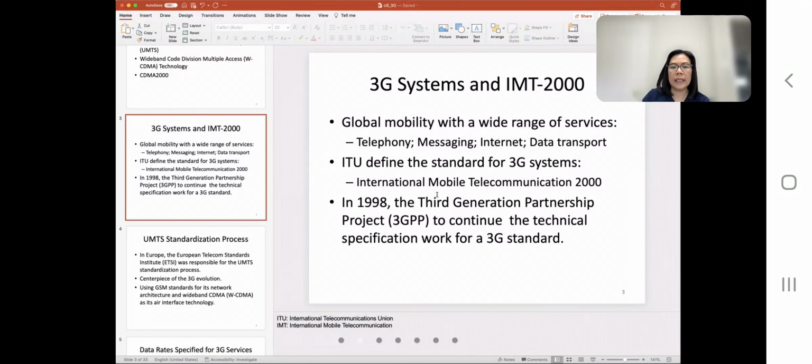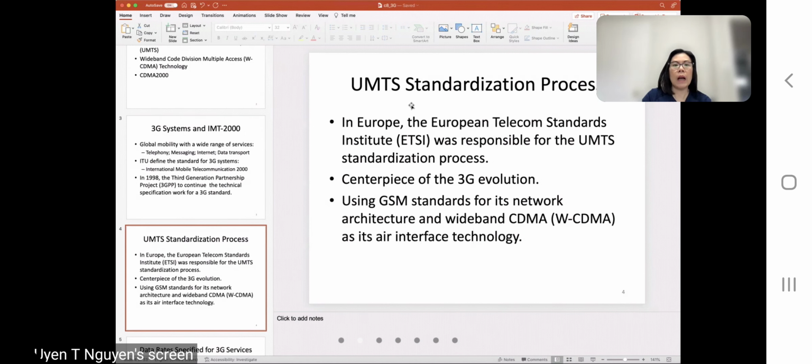In 1998, another organization, the Third Generation Partnership Project, continued the technical specification work for the standard. Basically, they keep adding and improving the IMT 2000. Okay. Just for the historical context, in Europe, the European Telecom Standards Institute, ETSI, was responsible for the definition of the UMTS standard. And the result of that is the 3G evolution.